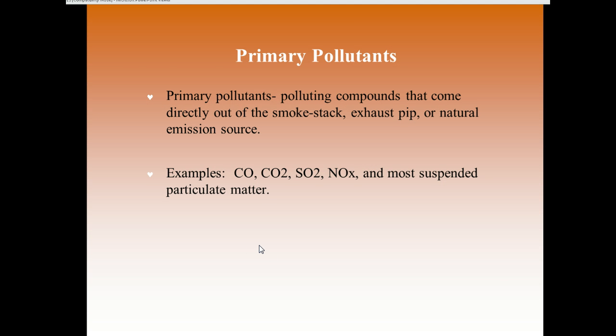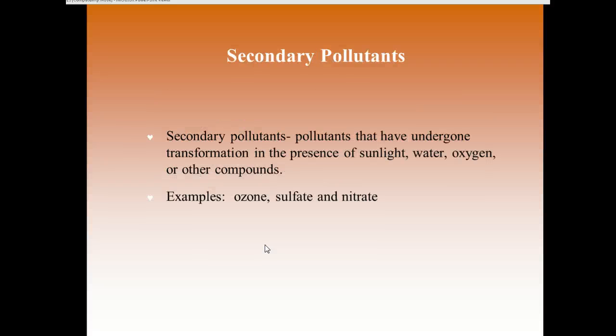Primary pollutants come from a particular thing like a smokestack or a car. Those are primary pollutants. And secondary ones are those where the primary pollutants get exposed to something like sunlight, water, or oxygen, and then they change into something else. So ozone happens from the combustion of cars at street level, and then it changes because of sunlight into ozone.